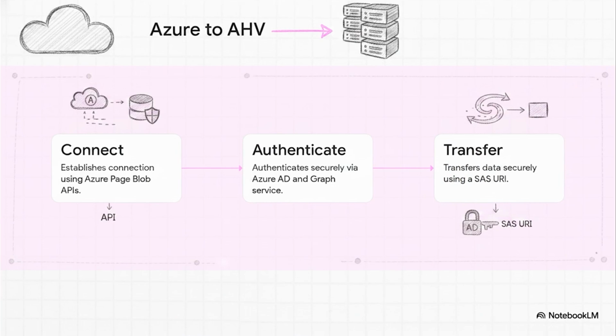For our third example, let's look at public cloud migrations, specifically pulling a workload from Azure Cloud into Nutanix HV. Here, Move leverages native cloud APIs, specifically the Azure Page Blob APIs, to establish the connection. It authenticates securely using Azure Active Directory in the Graph service, and when it comes to the actual data transfer of those managed disks, it uses a Shared Access Signature, or SAS URI.